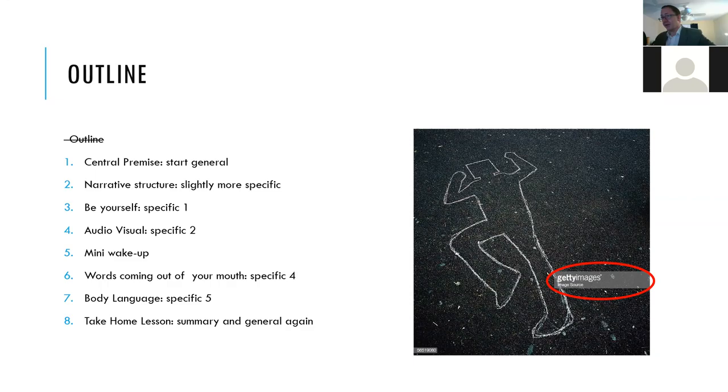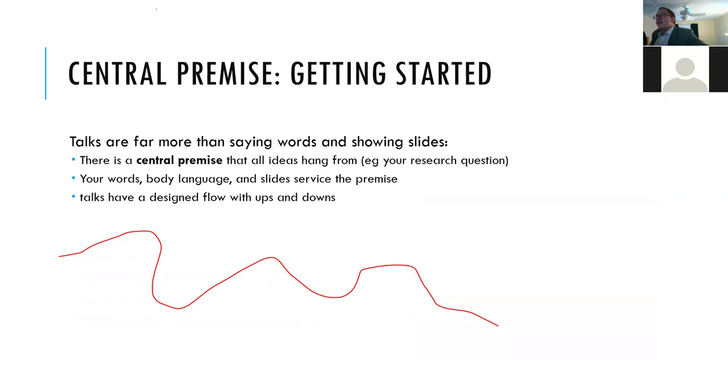Okay, so this is what my central premise is going to be: when you're giving a talk, it's more than just words and a bunch of slides. It is not throwing slides at people and hoping they absorb it. You have a central premise that everything hangs off of. Think of it like a string that you're hanging weights off of. Everything, and I mean everything, is in service of that central premise.